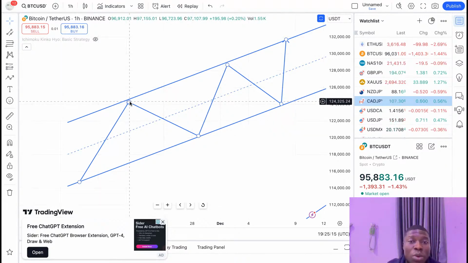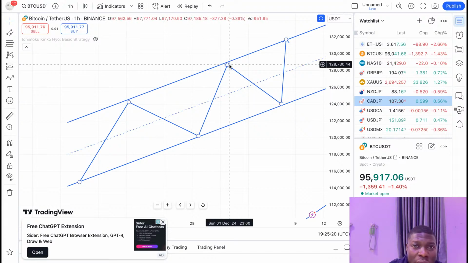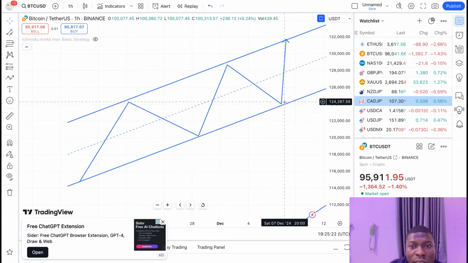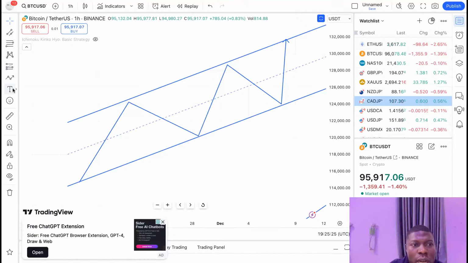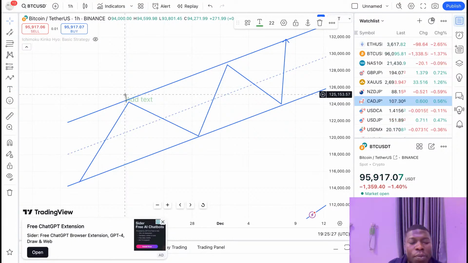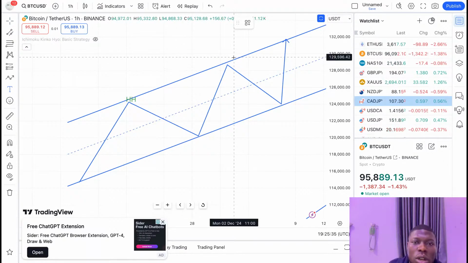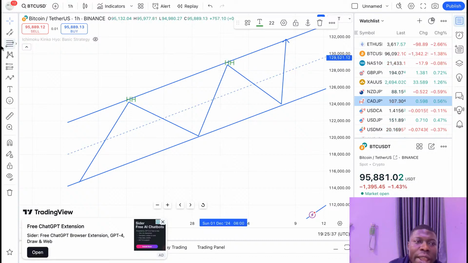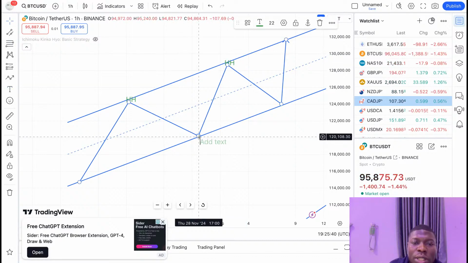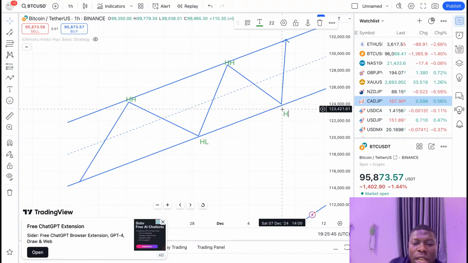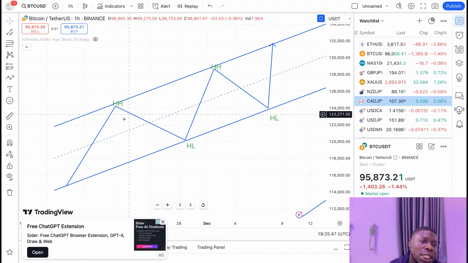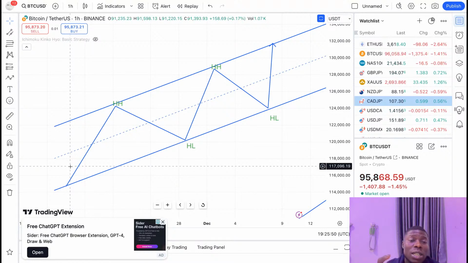A swing point is just a highest or lowest point of a trend. So this is a swing high. This is a swing high. This is a swing low. This is a swing low. The swing points of an uptrend are labeled this way: this is a higher high, and the lower part of it, which is here, is a higher low. So a swing is just an up and down movement.